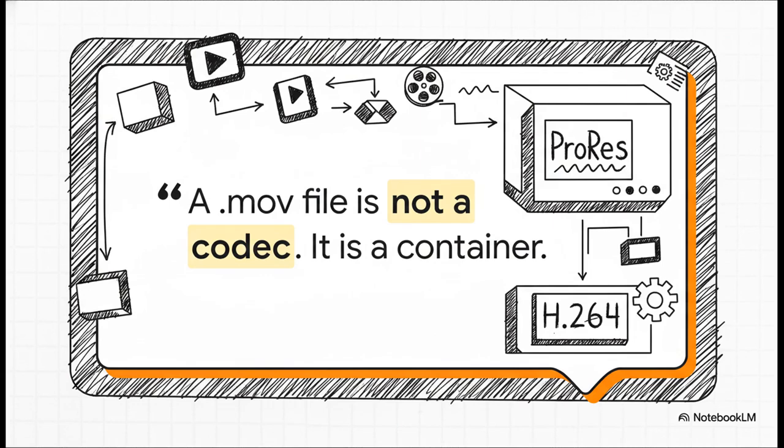And this is so important to understand. Just because you see a .mov file, you actually know next to nothing about what's inside. It could be a super smooth, easy-to-edit ProRes file, or it could be a processor-crushing H.264 file that'll bring your computer to its knees. The container doesn't tell the whole story.